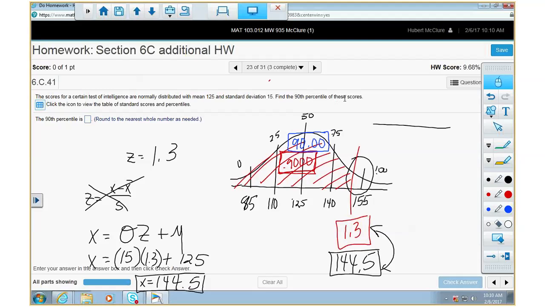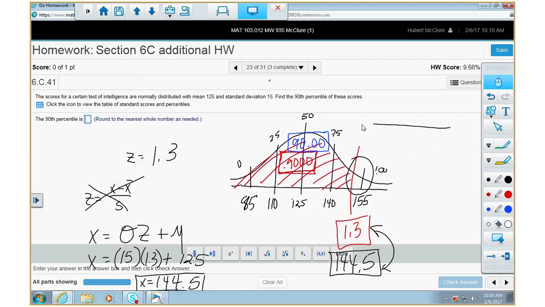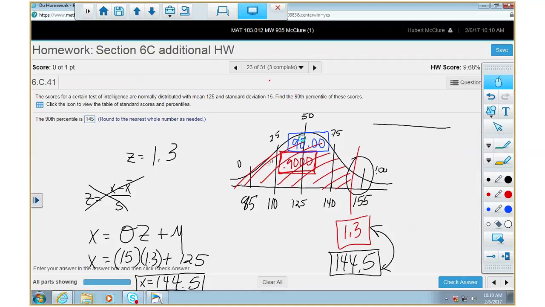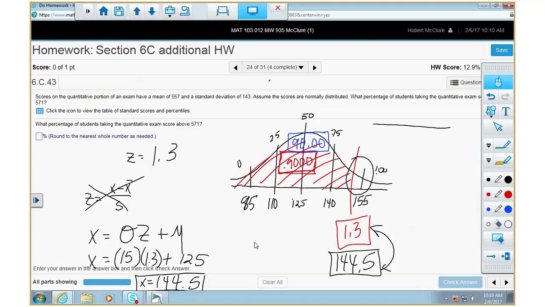Find the 90th percentile of these scores. So since it references scores, I would assume 144.5 is the answer. It says round to the nearest whole number, so it'll be 145. Okay, we got it right. Now that is a test question, so mark that one.